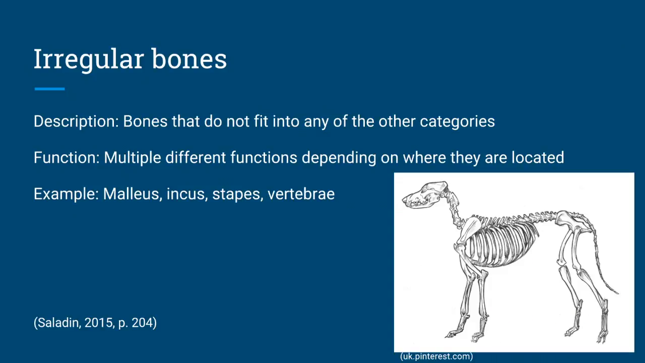Lastly, we have irregular bones. These are just bones that don't really fit anywhere else. They have multiple different functions depending on where they're located. For example, the 3 small bones in the ear, and then our vertebrae.